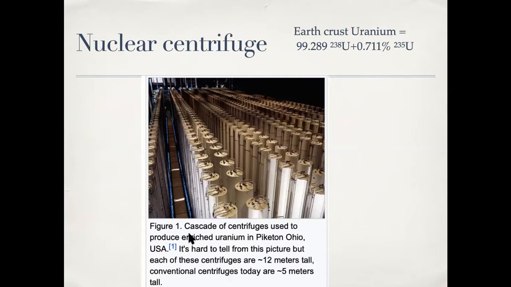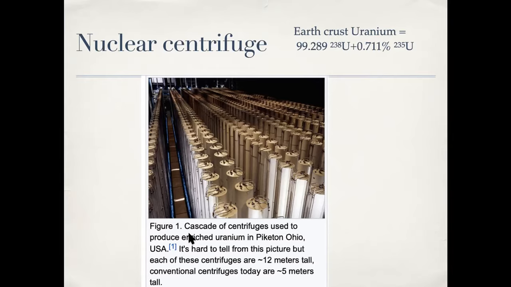And this is a photograph of a cascade of centrifuges, which are used to produce enriched uranium at Piketon, Ohio, in the United States. There are plenty of photographs on the internet of the same arrangements in the Iranian factories. But I mean, we don't know what is happening there. We know exactly what is happening in Piketon and in other places in the United States.